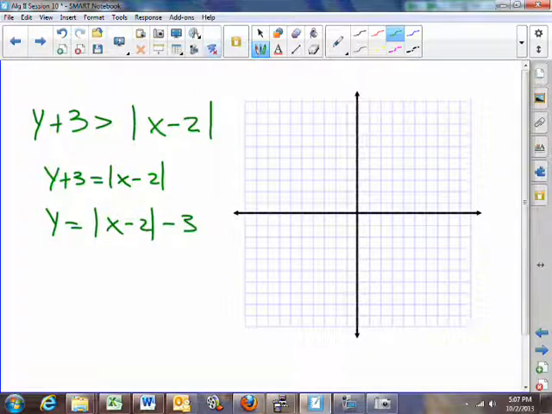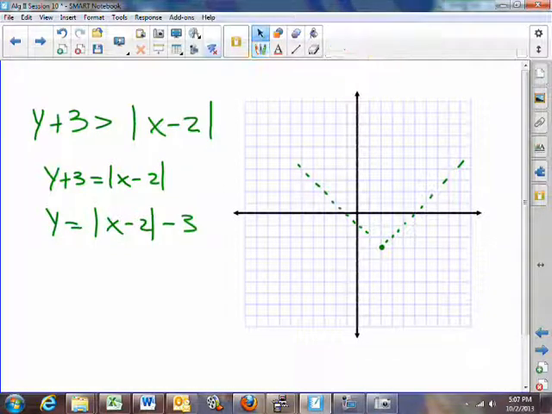Now, what that means is we have the absolute value graph, and it's going to be shifted 2 to the right because of this minus 2 inside, by transformations, that's something we just learned. And then this minus 3 outside, we'll shift it down 3. So actually the V, or the vertex of the graph, will be down here, and the graph will look like this.